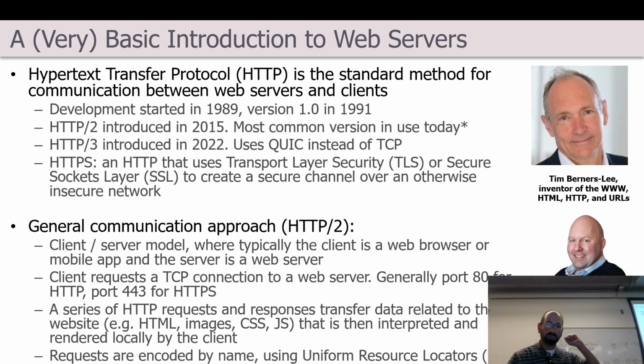For HTTP2, the client will be making TCP connections to that web server, generally, although not exclusively, port 80 for HTTP and port 443 for HTTPS. And then there's going to be a series of those HTTP requests and responses for all the various aspects of the data that needs to be transferred related to that website. All the HTML, all the images, all the style information, all the various locally executed source that are associated with that web page that is then interpreted and rendered locally by the client. And those requests are encoded by name using so-called uniform resource locators, or URLs.